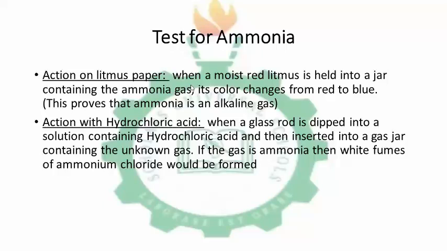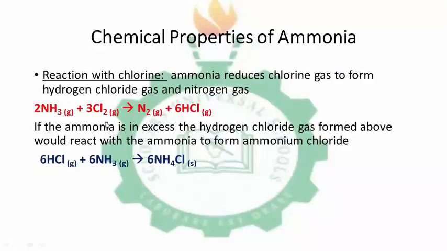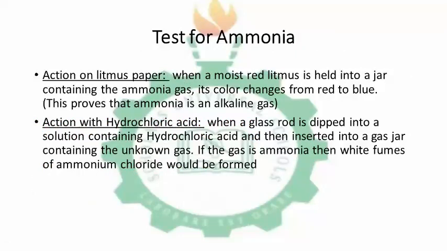Now, the second way we can test for ammonia is the reaction with hydrochloric acid, as we mentioned before in its chemical properties. Now, when a glass rod is dipped into a solution containing hydrochloric acid, then inserted into a gas jar containing ammonia gas, a white film of ammonium chloride would be formed, just like the reaction here. Here you have the hydrogen chloride gas reacting with ammonia gas to form the ammonium chloride salt. But here we have the hydrochloric acid reacting with the ammonia gas to form the ammonium chloride salt.